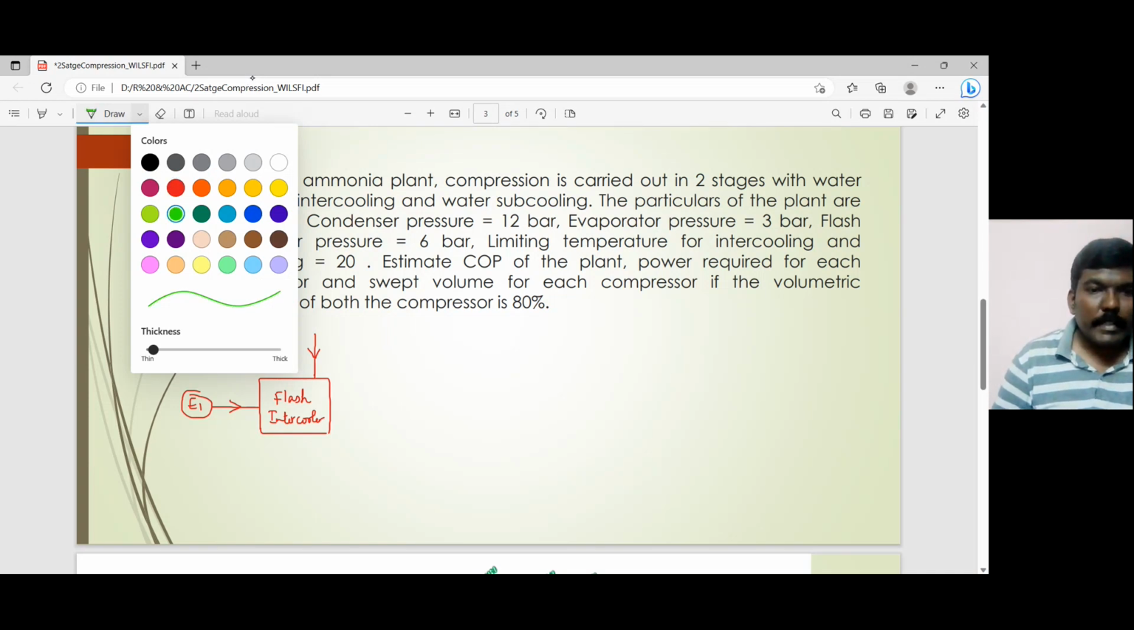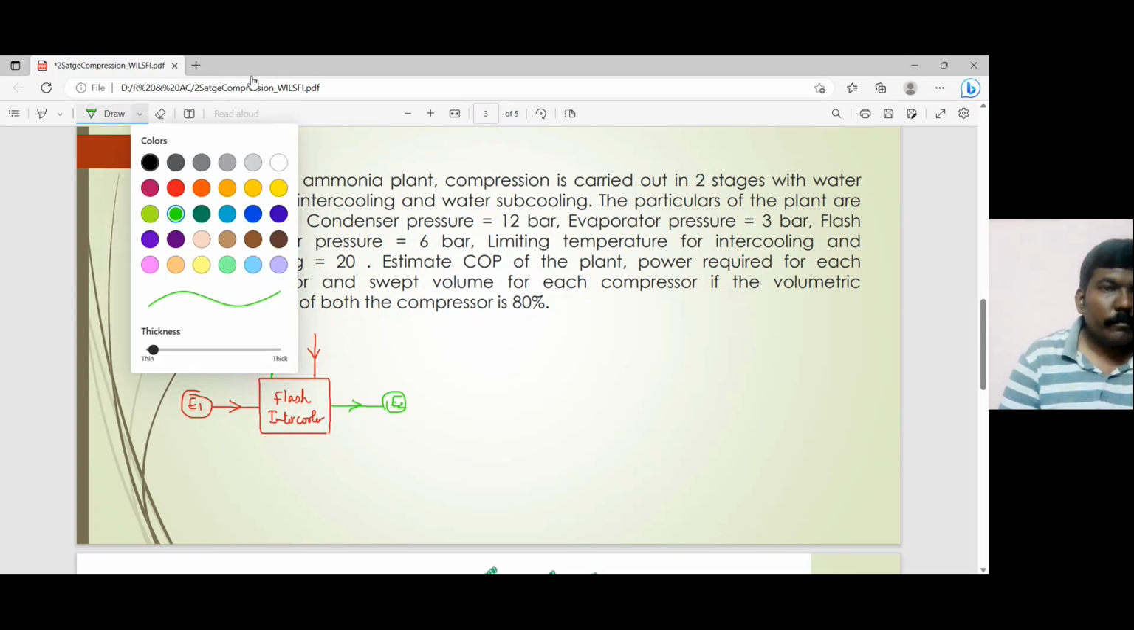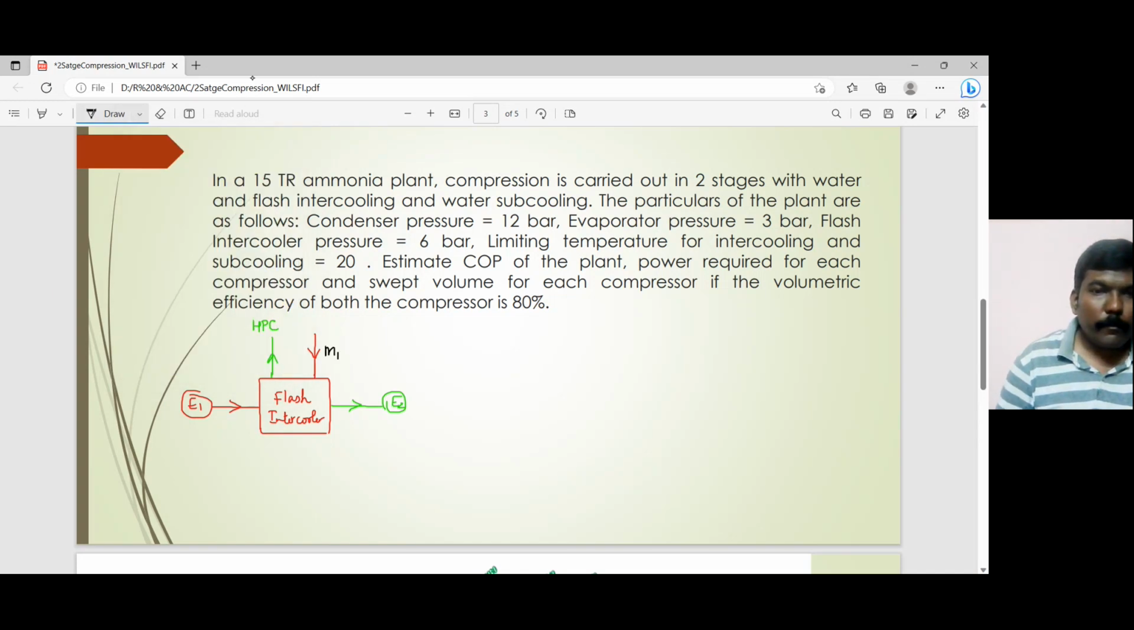And then what you have is there is one exit that goes to the second expansion valve, and there is another exit that goes to the high pressure compressor. Okay, so this guy over here is M1, and this guy over here is M1. This guy over here is M2, and this guy over here is M2. So when it leaves to the high pressure compressor.